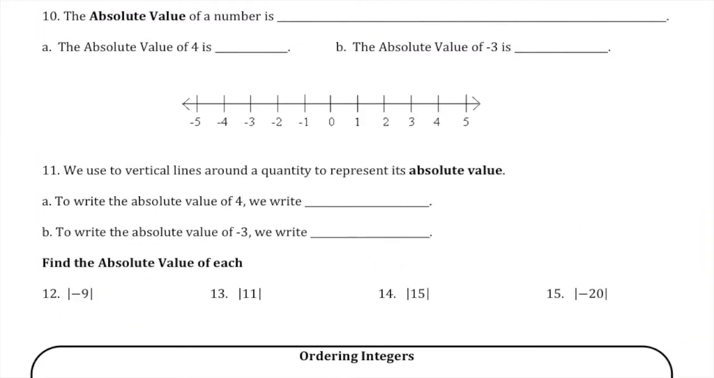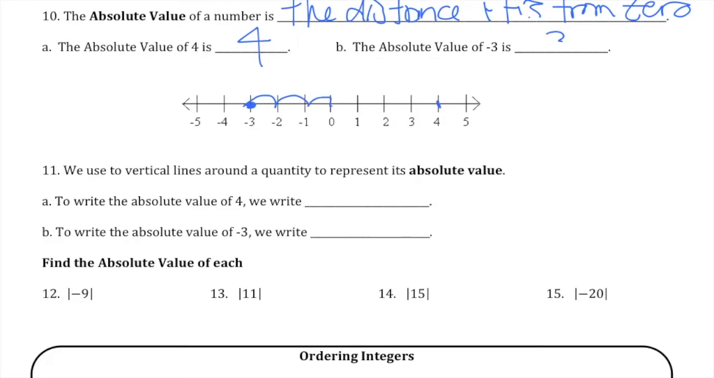A big concept in the integer unit will be absolute value. The absolute value of a number is the distance it is from zero. So for instance, the absolute value of 4, if we look at the number line to help us, here's 4, so that's the distance 4 is from 0, which is 4 units. If we look at -3, here it is on the number line. How far is it from 0? It is 3 away, so its absolute value is 3.